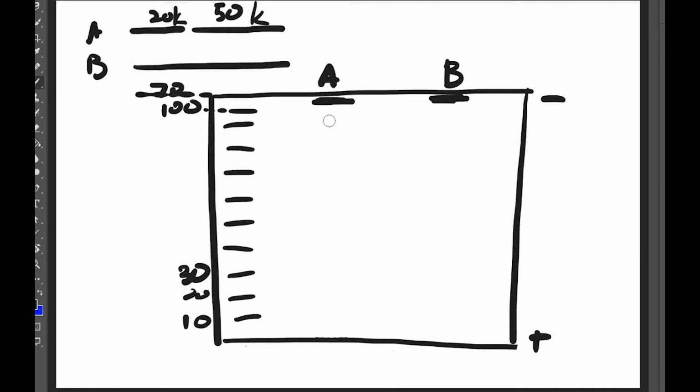Okay, for individual A, he is going to have a restriction fragment with the length of 20,000. In other words, he's going to have one bar here and another one at 0.50, so another one here. For individual B, he's going to have a single one with the length of 70. So he's going to have one bar here.